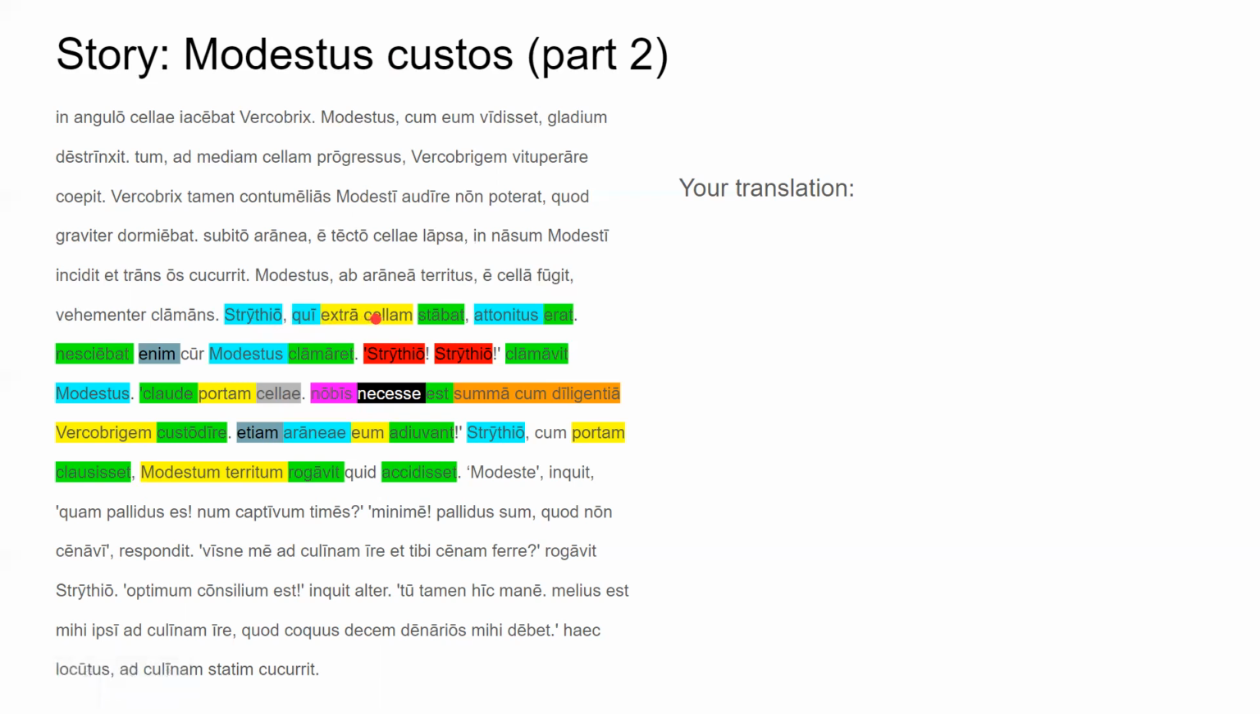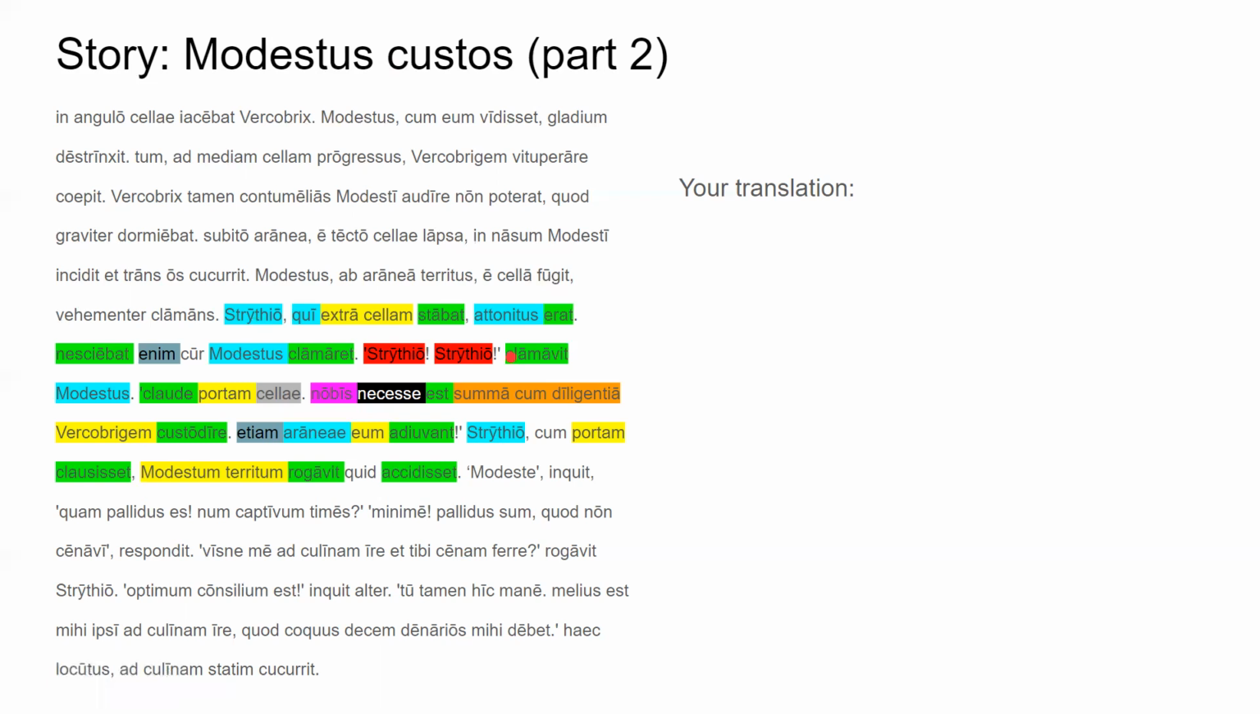Strithio, qui extra calam stabat, attonitus erat. So Strithio, who was standing outside the cell, was astonished. So that's a relative clause right there describing Strithio. Nescebat enim cur Modestus clamarat. So he did not know, indeed, why Modestus was shouting. So that's introducing an indirect question.